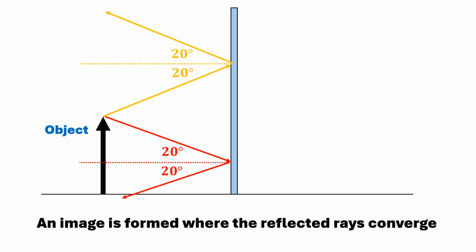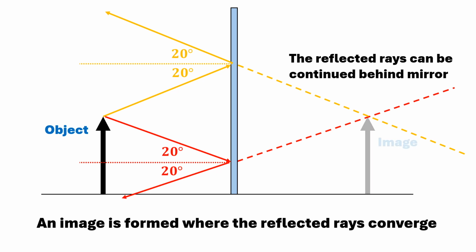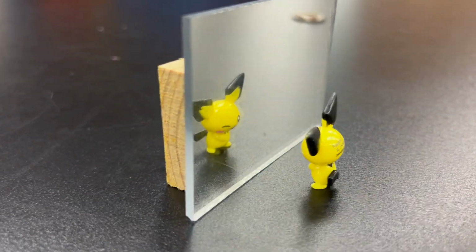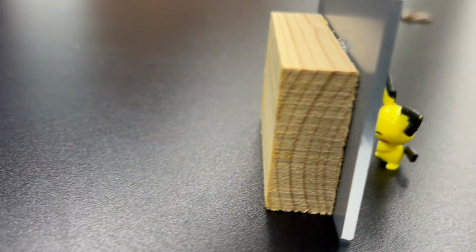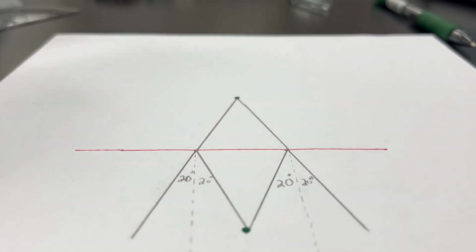So what I have to do here is extend the reflected rays behind the mirror, and I'll find that they do converge somewhere behind the mirror, and that's the location where the top of the arrow's image is going to be. One thing about this image is that it's what's known as a virtual image, since there is no actual location inside the mirror where the image appears. Instead, the reflected rays appear to originate from a single point that's inside of the mirror.